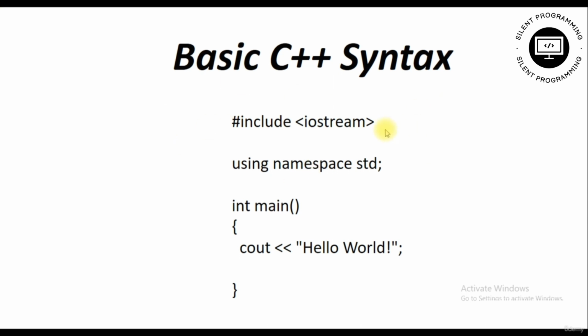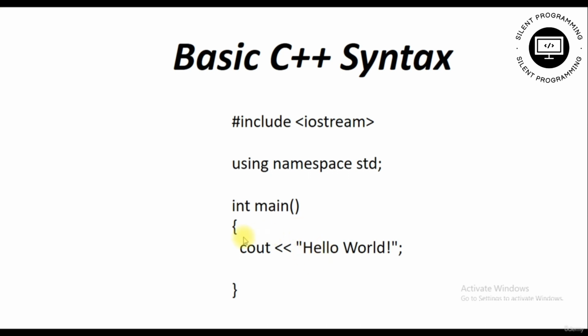On the first line that you can see, it's written #include <iostream>. This is known as the header file. This is the common header file for each and every C++ program. What this header file does is it has all the input and output functions provided in C++.